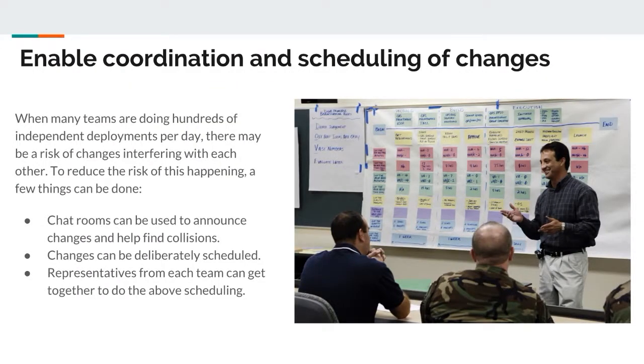When many teams are doing hundreds of independent deployments per day, there may be a risk of changes interfering with each other. To reduce the risk of this happening, a few things can be done. Chat rooms can be used to announce changes and help find collisions, changes can be deliberately scheduled, and representatives from each team can get together to do the above scheduling.